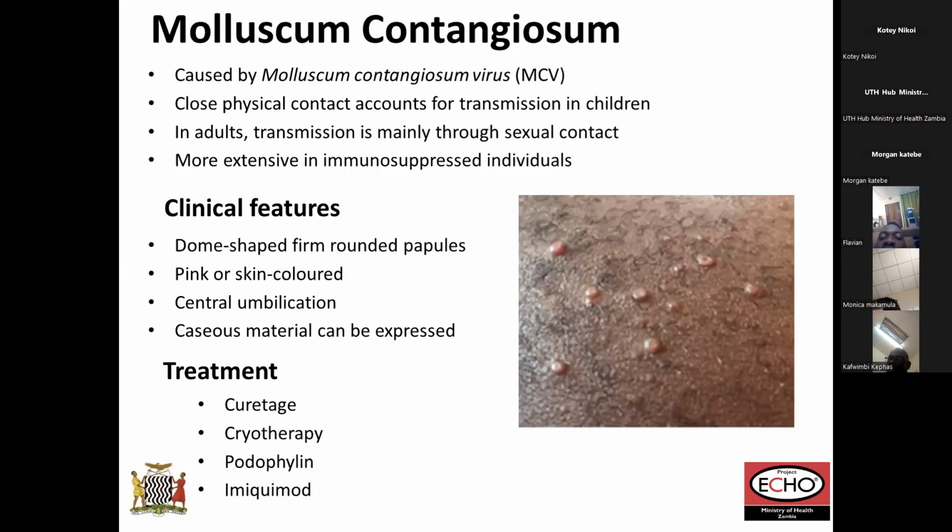The clinical features will be dome-shaped, firm, rounded papules, which may be pink or skin-colored, with a central umbilication. And if you poke it, caseous material may be expressed. If you see the pictures there, you can see the dome shape, but then there's a central umbilication. That's very typical of molluscum. The whitish material that comes from it is quite infectious. There's so much virus in there. So if you're going to poke that, you need to take caution.